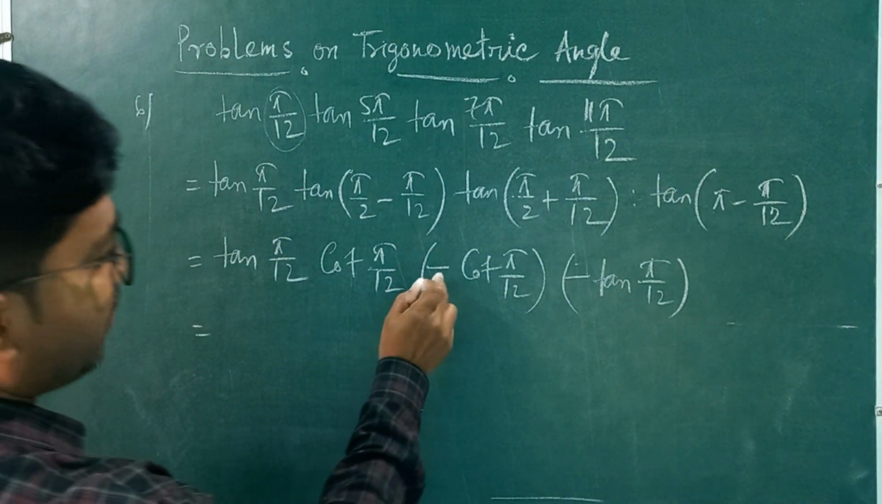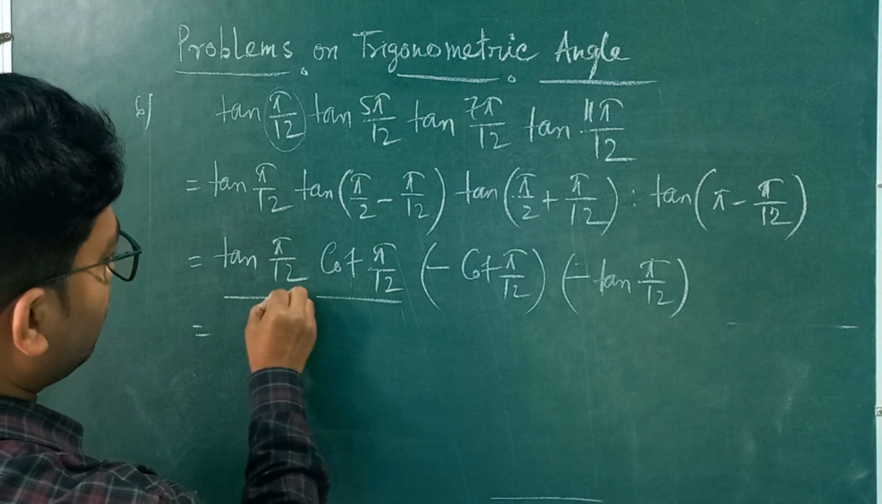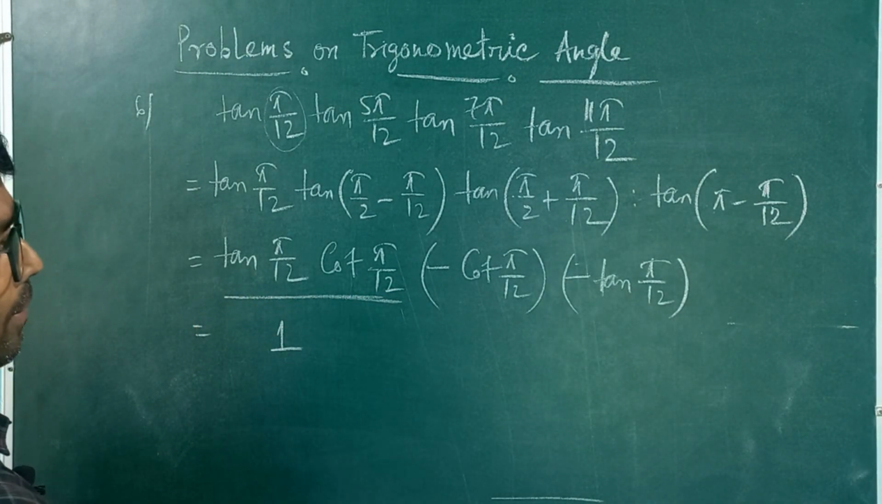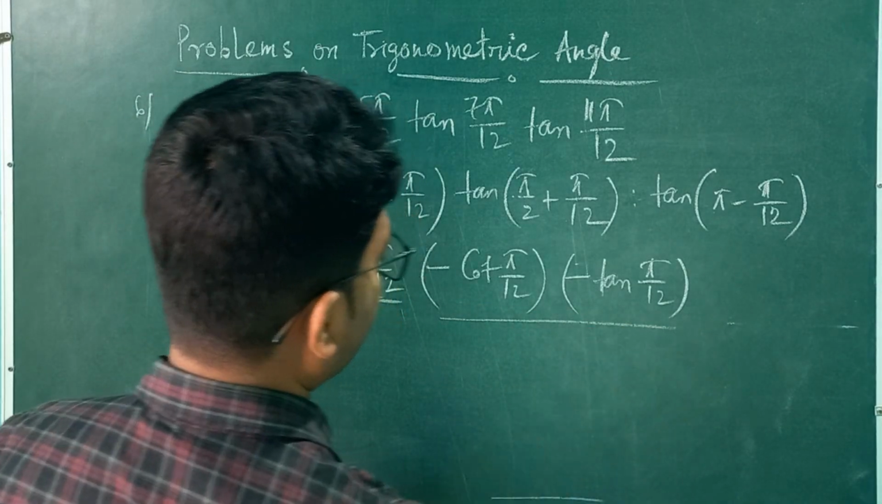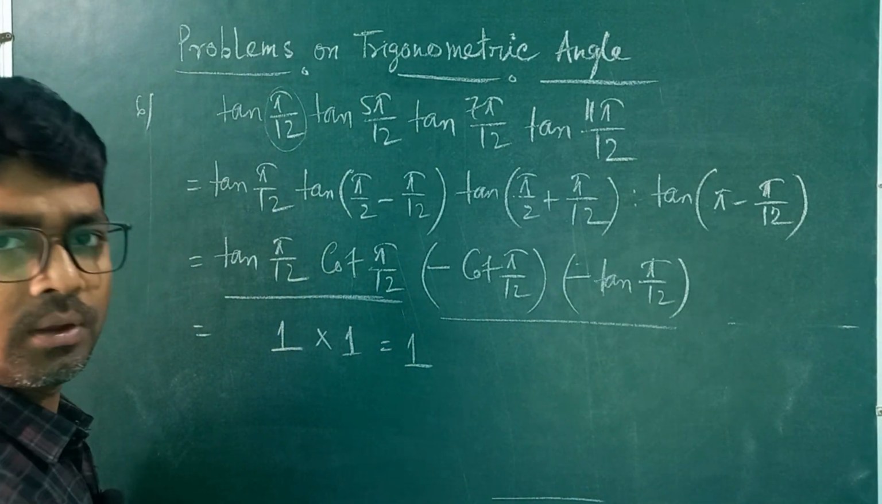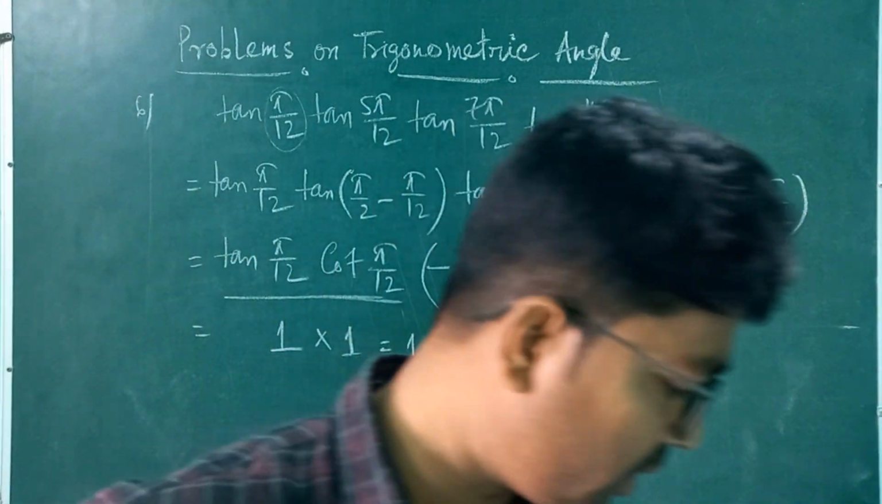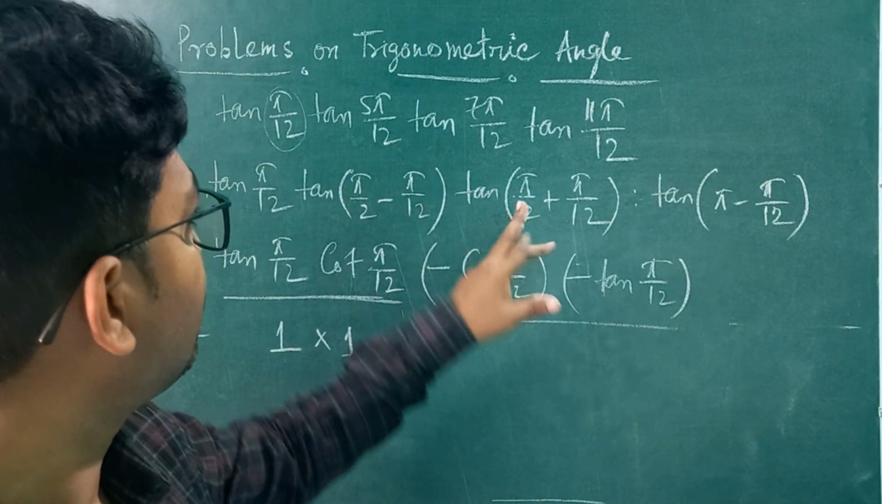So the sign will be minus minus plus, tan theta cot theta, that is 1. This one also tan theta cot theta, this one also 1, result is 1. So it is a very tricky question and a simple question if you break the angle in the proper way.